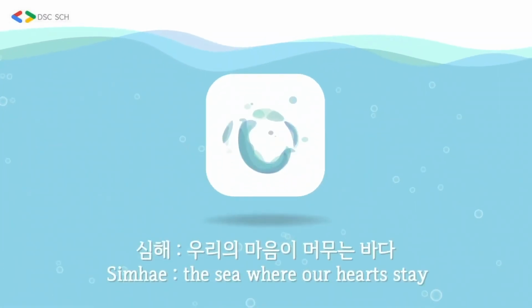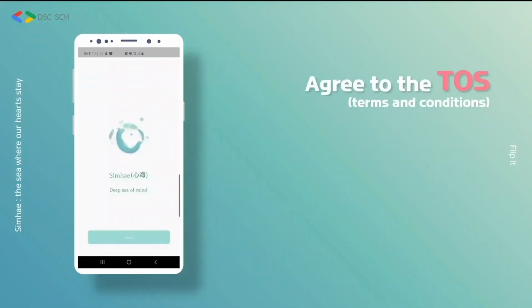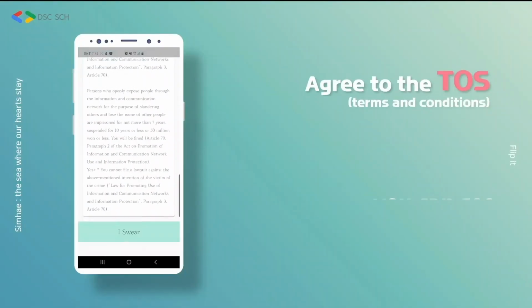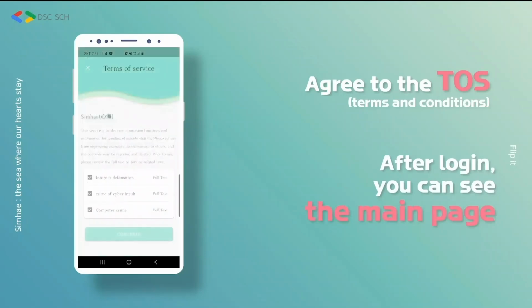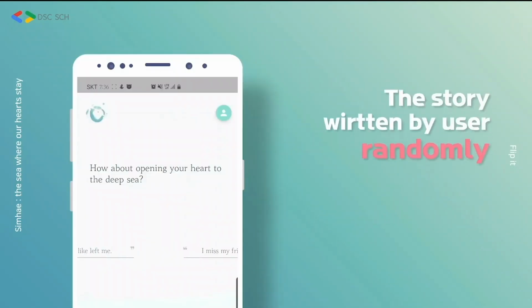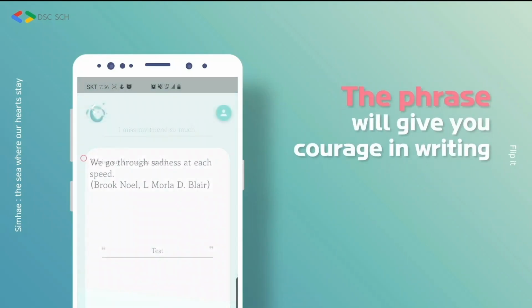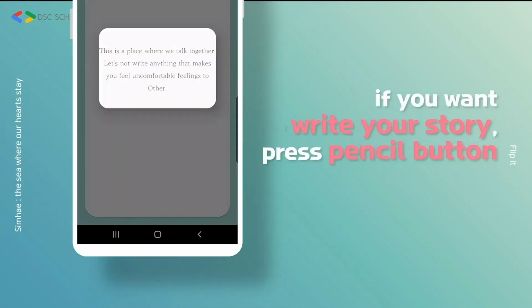So, we developed Deep Seal Mind, it's called Simhae. First, you must fully agree to the TOS. After login, you can see the main page. The story written by users flows randomly. The phrase will give you courage in writing. If you want to write your story, press the pencil button.